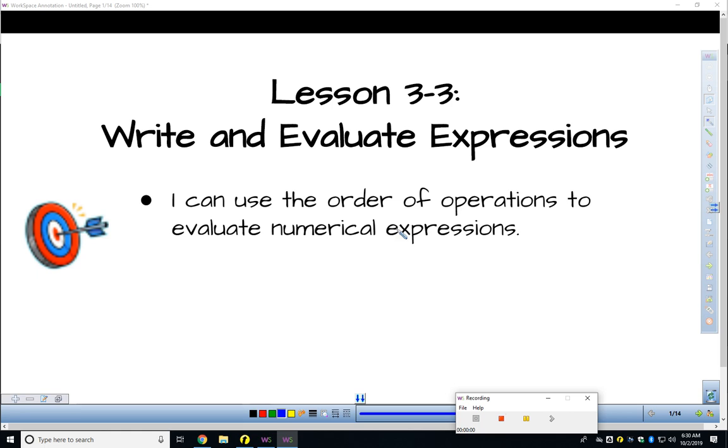We're going to continue numeric and algebraic expressions today. And we're actually going to be using the order of operations to evaluate numerical expressions. So this should be somewhat of a review from a little bit of 4th grade, a little bit of 5th grade, moving it into some more advanced expressions in 6th grade.